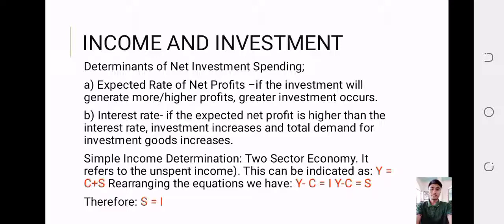Simple income determination. The two sector economy refers to the unspent income. This can be indicated as Y equals C plus S. Rearranging the equation, we have Y minus C equals I, and Y minus C equals S. Therefore, S is equal to I.